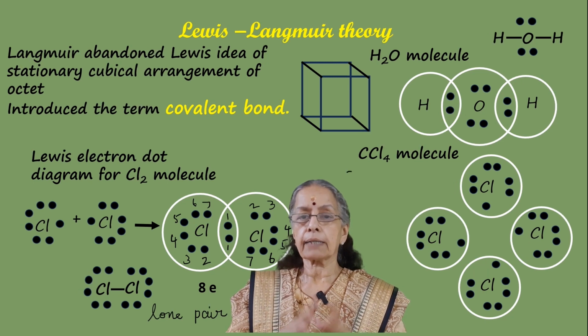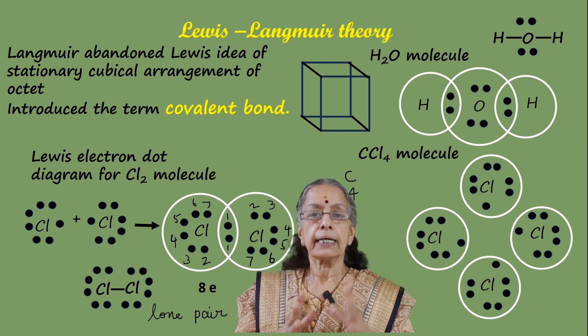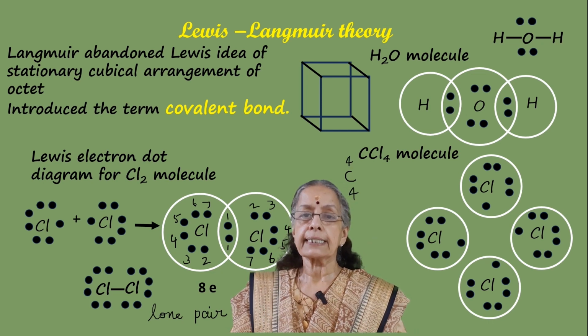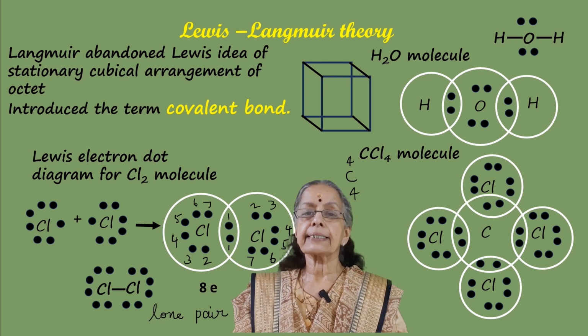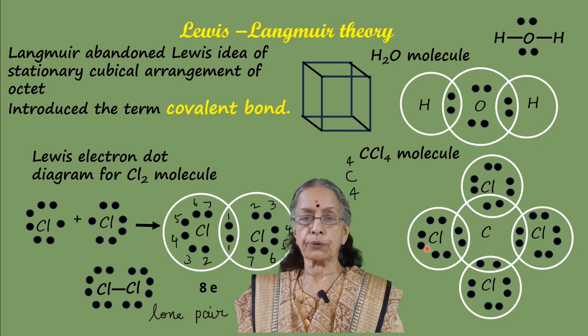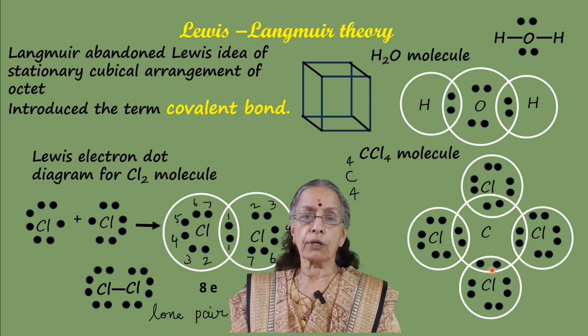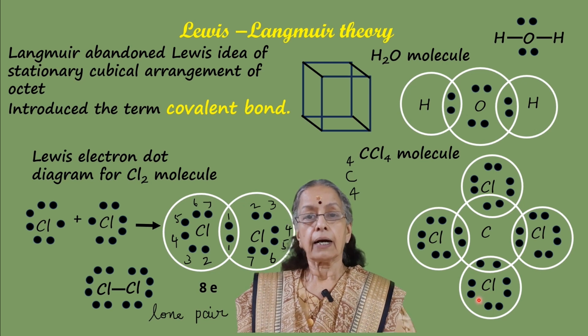Now, carbon. Carbon is the central atom and its atomic number is 6. Electron configuration is 2, 4. So, it has 4 electrons in its outermost shell. These 4 electrons share 1 electron with each chlorine atom. Now, you can see carbon has 8 electrons in its outermost shell. Chlorine atoms also have 8 electrons in their outermost shell. Carbon forms single bonds with each chlorine atom because one pair of electrons is shared with each chlorine atom. I hope it is clear.